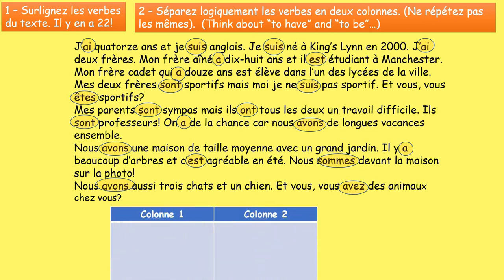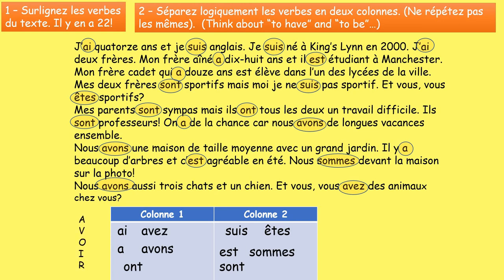Okay, so hopefully we've gone for, in column 1, est, a, ont, and avons, and avait, and in column 2, suis, et, sommes, sont, and you were able to work out that these all come from avoir. They're all the different ways to say to have, and these are all the different ways to say am or are, okay? And there was one other here that we missed in the first highlighting, which is est for is as well, okay?